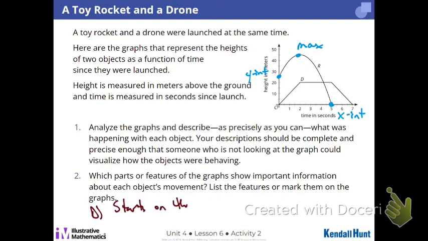Okay, so for the drone, where does the drone start? On the ground. Starts on the ground, right? And that'd be right here. This is where it starts. The y-intercept and x-intercept, or the starting part.